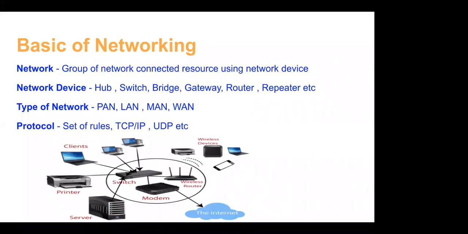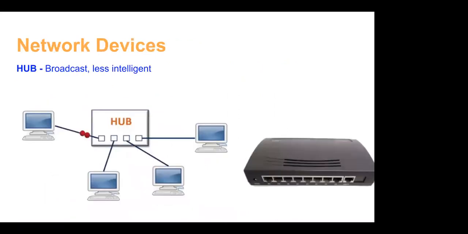And then since we are talking about devices, there has to be some set of rules and regulations. So hub is used for broadcasting and it's less intelligent. This is how the device looks like. All these computers are connected by this port, and it's less intelligent. Whatever I want to send to Faz would go to Vinod as well.